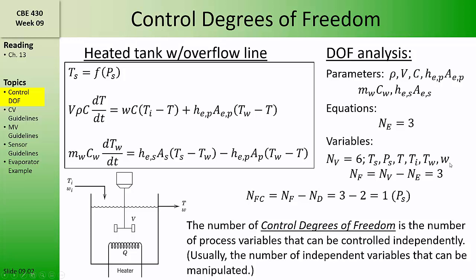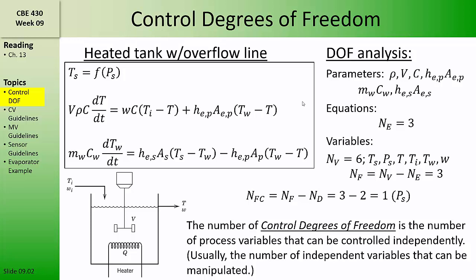Assuming that Ti and W are both disturbances, then we have only one control degree of freedom. And that control degree of freedom must be provided by one manipulated variable, in this case, the process steam pressure, which would be controlled by regulating a steam valve on the steam supply to the coil.